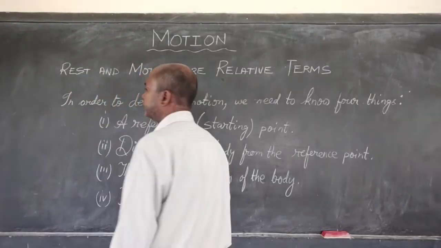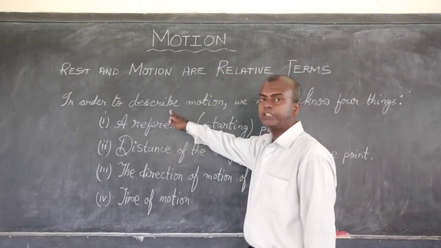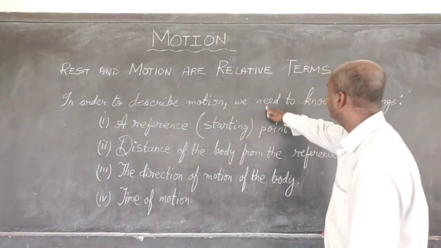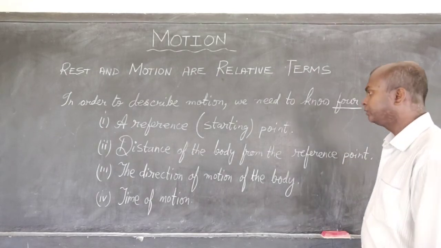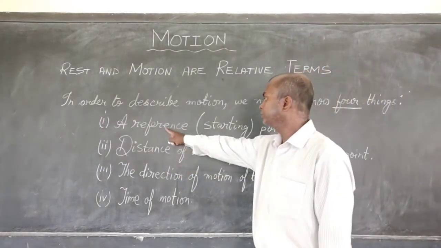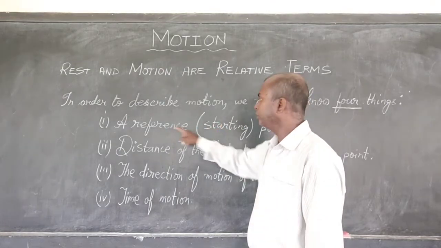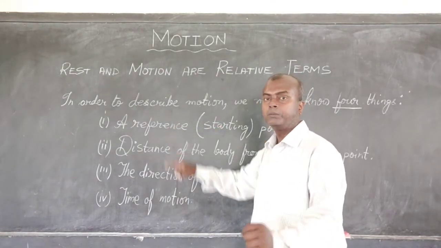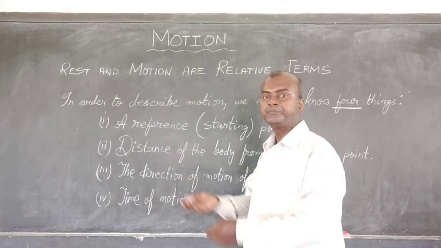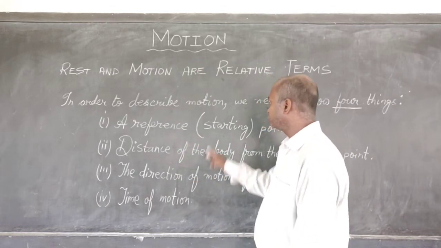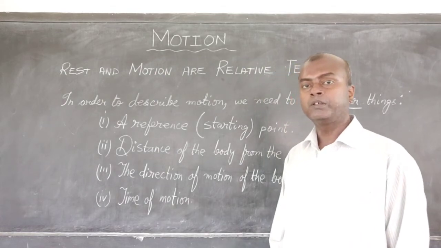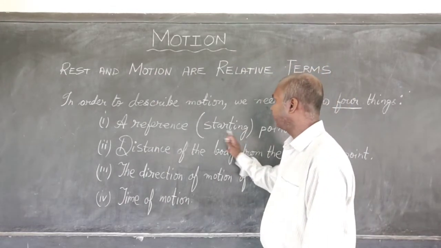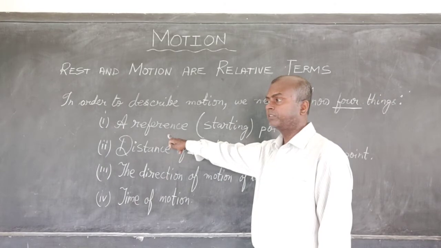Okay, the next thing about motion. When you are describing a motion, we need to know 4 things. What are these 4 things? Let us discuss. First thing is a starting point, or you can say a reference point. Remember, I was talking about the surrounding. Now in the surrounding, there is also a starting point where you begin your motion from. Okay, so that starting point is also called a reference point.